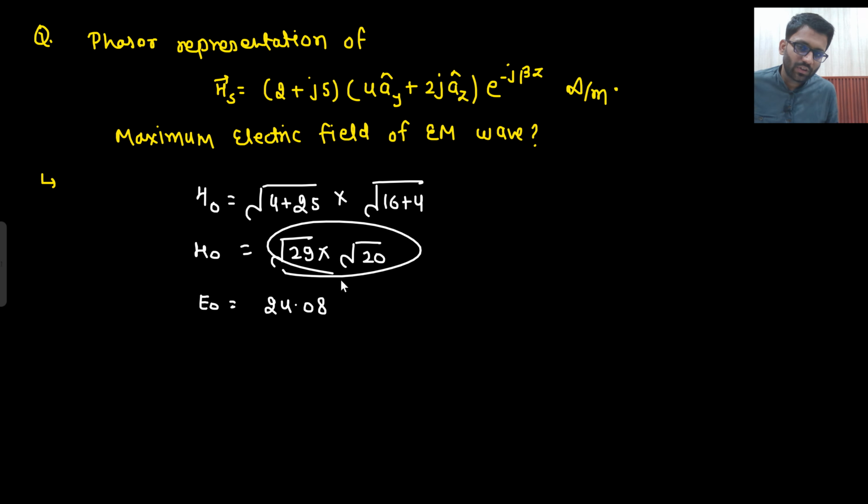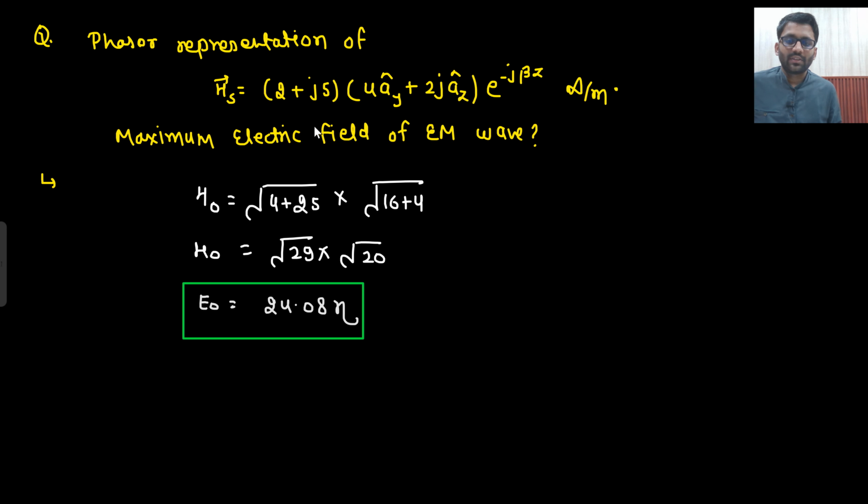24.08. This value is 24.08 into neta. That's it. A very easy problem. You just need to take the amplitude. We have already taken 20 plus examples of such kind in the theory, right? More than 20 examples we have taken.